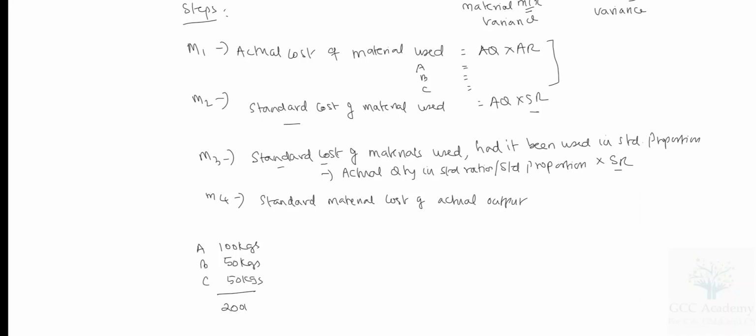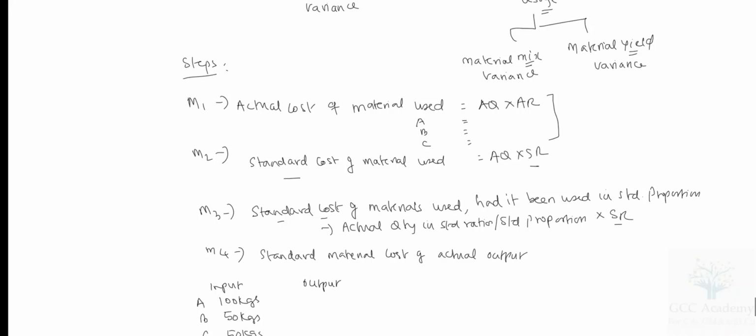This is input. Carefully understand, dear students. And output is different. Let us say after using 200 kgs of 3 raw materials A, B, C put together, you get an output of 195 kg. This 5 kgs has been consumed or it got converted, and so the weight is reduced. So the standard material cost of actual output has to be determined, and that is M4. I'll explain to you by doing problems how to arrive at these figures. For the time being, understand this, very important.